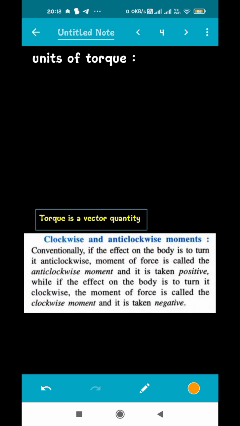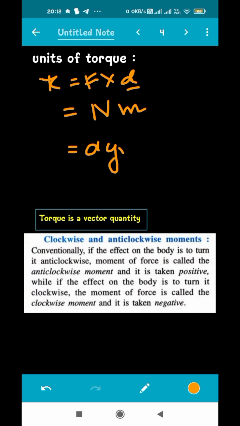Now coming to the units of torque, we know that torque is equal to force into distance, the perpendicular distance. So force has a unit Newton and distance has an SI unit meter. So Newton meter is the SI unit, and if you want to consider the CGS unit, it will be dyne centimeter, because dyne is the CGS unit of force and centimeter is the CGS unit of distance. So dyne centimeter will be the CGS unit of torque.